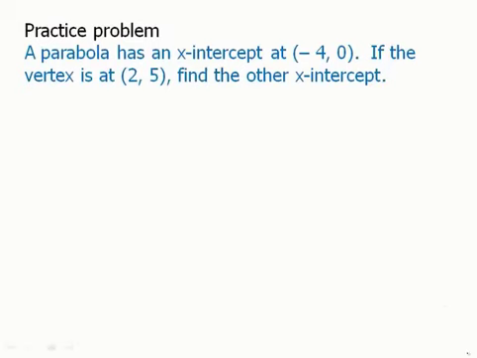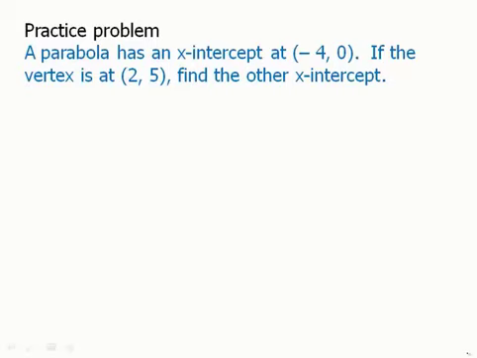Here's a practice problem. Pause the video and then we'll talk about this. A parabola has an x-intercept at -4, 0. If the vertex is at 2, 5, find the other x-intercept.